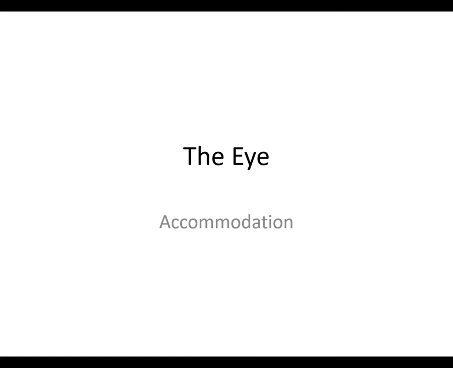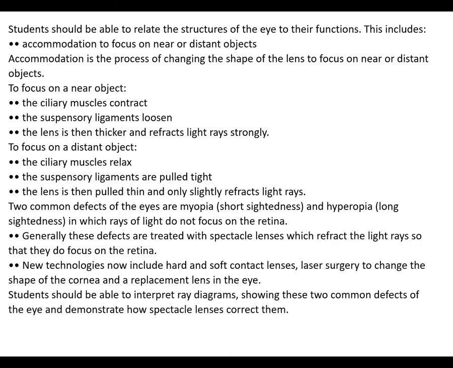So this is the second lesson on the eye. Last lesson we looked at the structure of the eye, and from the specification we dealt with looking at the different parts of the eye. What we're looking at today is the process known as accommodation.